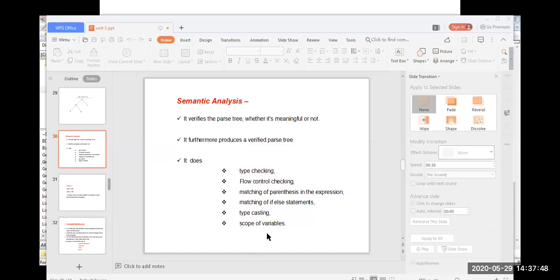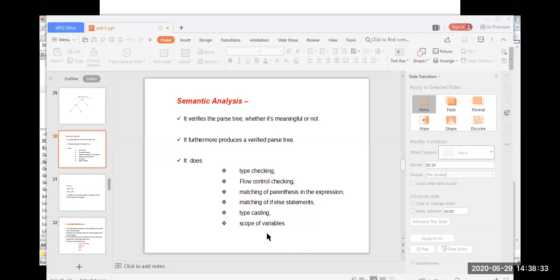These are the works done by the semantic analysis: type checking, control statements checking, matching of the parentheses, matching of the if-else statements, typecasting, and checking of the scope of the variables, whether the scope of the variables is legal or not. The result of the semantic analysis is also a parse tree, which is known as the verified parse tree. Whatever parse tree is given by the syntax analysis will be verified by this semantic analysis, and it will also generate a parse tree. If required, any changes will be made. Otherwise, the same parse tree will be given by this one also.